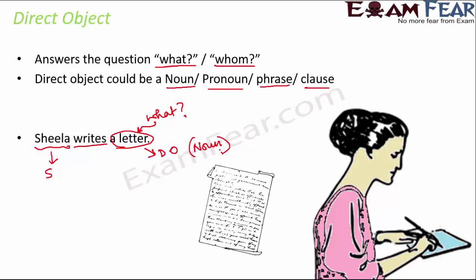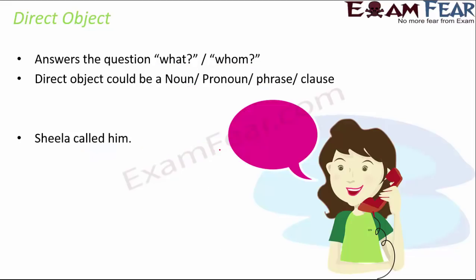That means a direct object can exist alone in a sentence, but an indirect object will always exist with a direct object. So I think I'm clear now. Let's look at the next example.